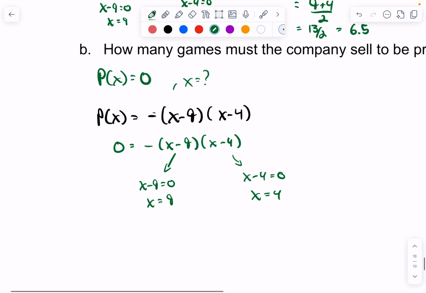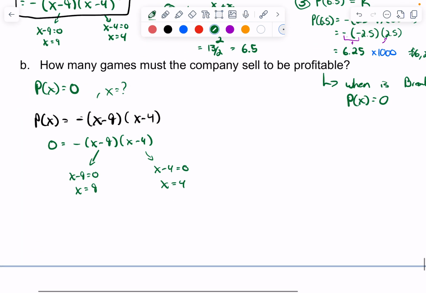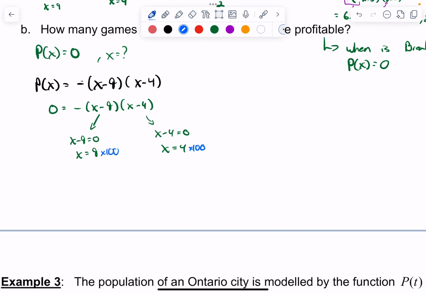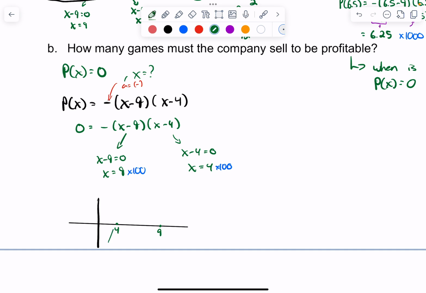What these mean, and again, x is the number of games in hundreds. So multiply these by 100. That means you'll have 2 break-even points. And so what that means is you're going to break even. Let's get a visual. When the x value here is at 4 and 9, and we know this is an opening down parabola because here a is negative. So generally speaking, our parabola looks like this, where those are our break-even points, our zeros.